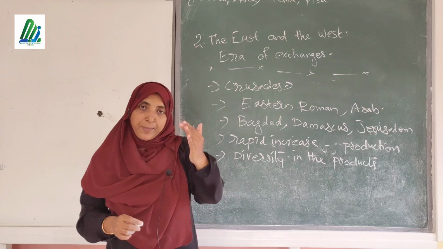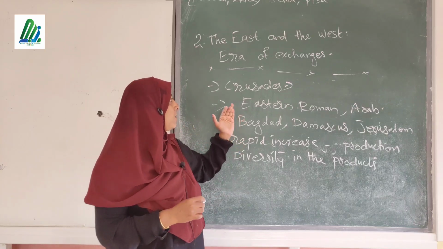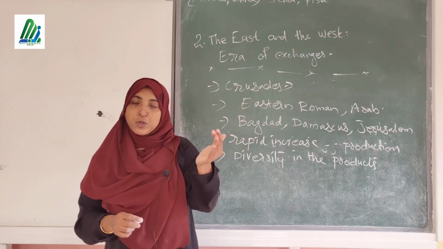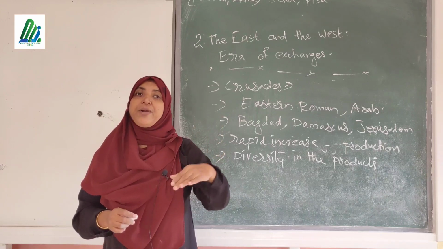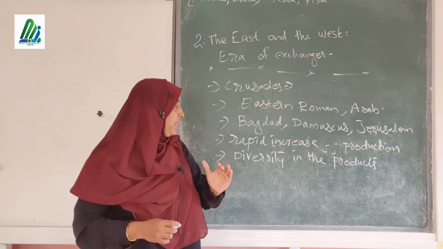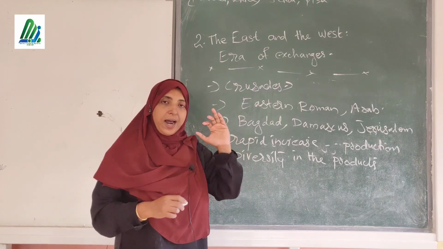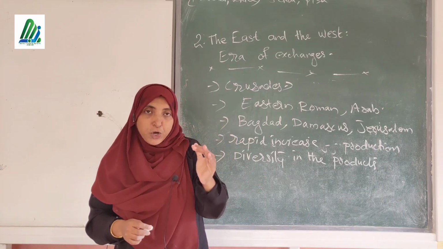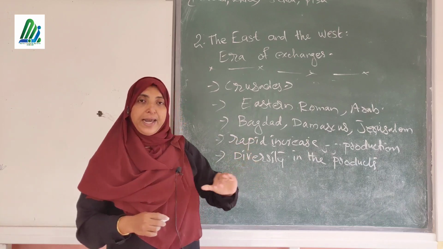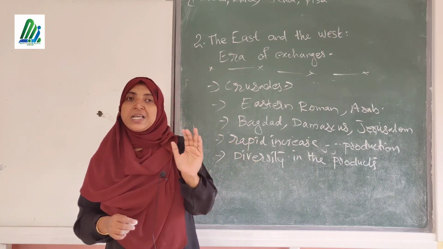Second one, we can say different products means different people. That means different traders or different merchants produced different types of products. So we can say that among the products there is a large amount of diversity. So the rapid increase in production and diversity of products helped to increase the trade between East and West.